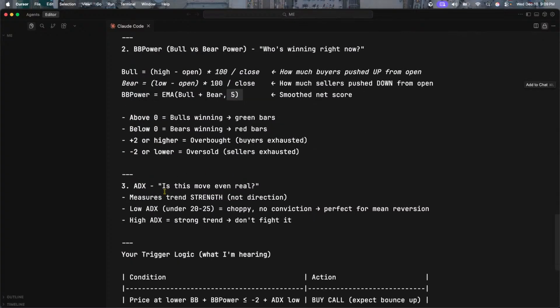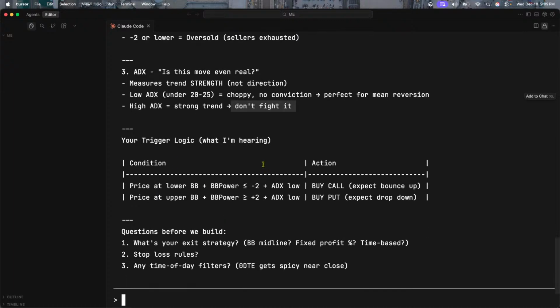And then we're taking ADX. Is this move even real? It measures the trend strength and not the direction. So low ADX equals choppy, no conviction, perfect for mean reversion, right? High ADX is a strong trend. We're not going to fight it.